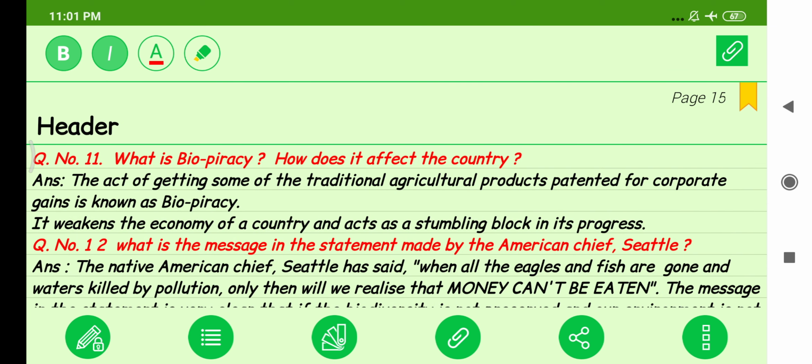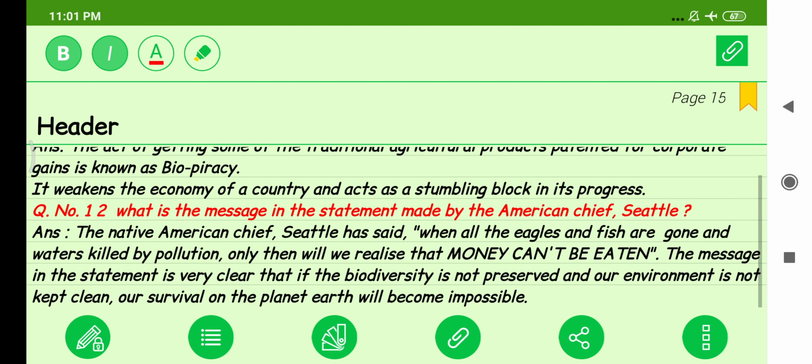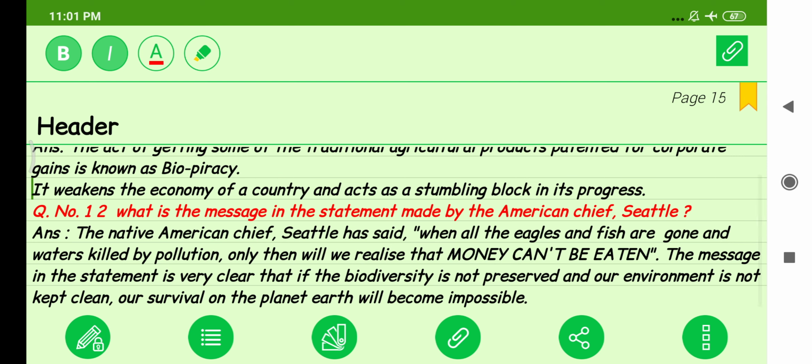What is biopiracy? How does it affect the country? Biopiracy, I said, the act of getting some of the traditional agricultural products patented for corporate gains. Understand? And it weakens the economy of a country. Well, how does it affect? It weakens the economy. Question 12 is, what is the message in the statement made by the American chief Seattle? So Seattle's quote, I just read it and explained it, that money cannot be eaten. Survival, preservation, and protection of biodiversity is important.